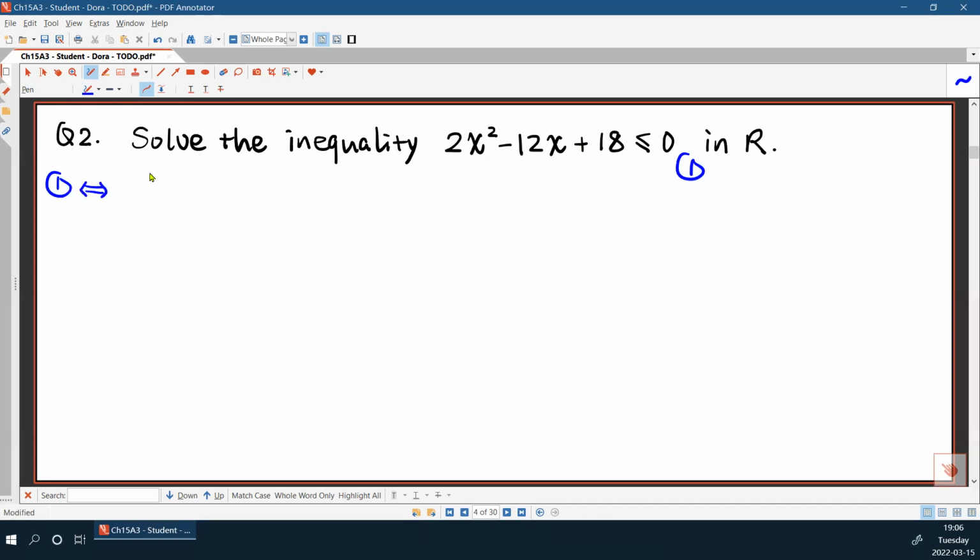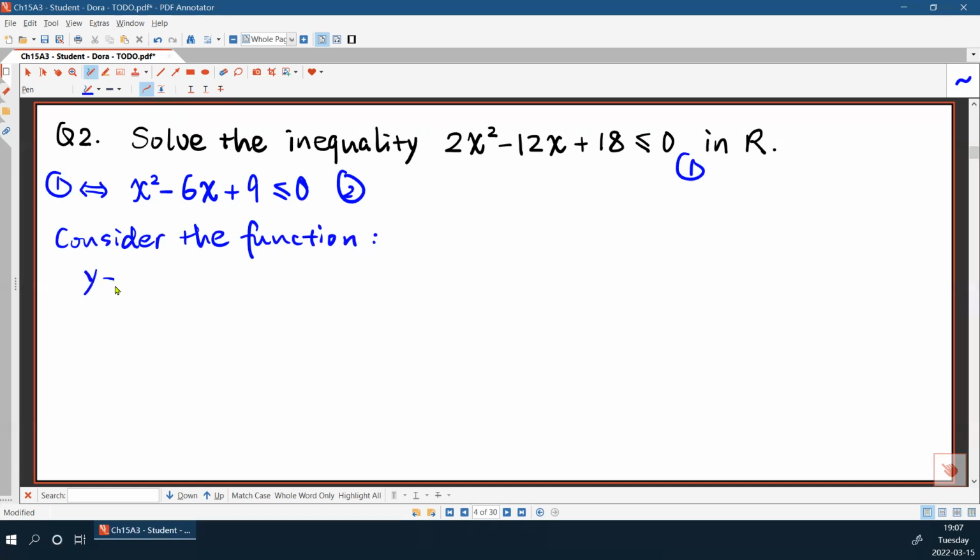Apparently, inequality 1 is equivalent to, we can divide both sides by 2, because 2 is a common factor here. If you divide both sides by a positive number, remember that we don't change the direction of the inequality symbol, right? So the original inequality is equivalent to x squared minus 6x plus 9 less than or equal to 0, right? Let's label this with number 2. So number 2 is already simplified. Next we can consider the corresponding function. So let's consider the quadratic function y equals x squared minus 6x plus 9, right?